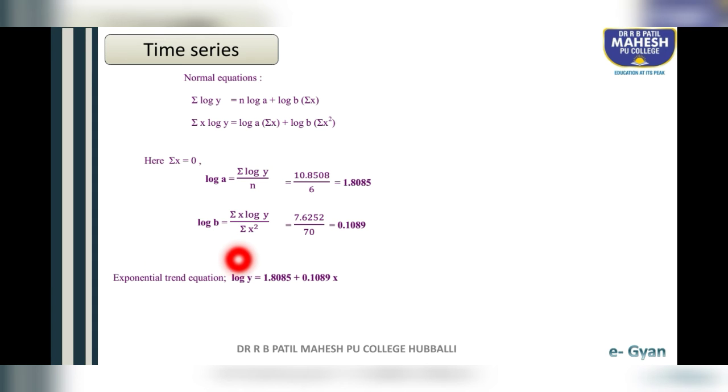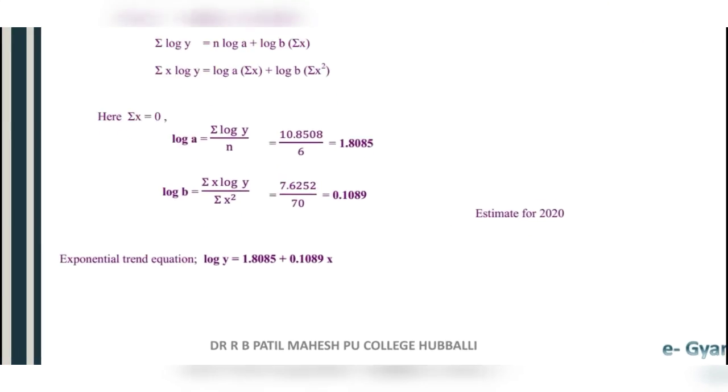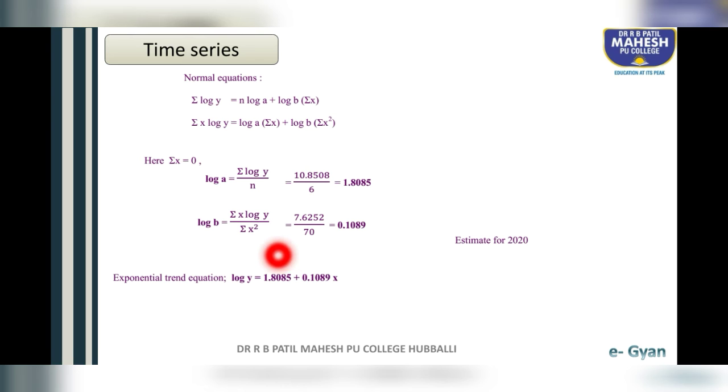So now you write the trend equation of exponential trend. The exponential trend equation is log of y is equal to log a plus log b into x. So log a value is 1.8085 plus log b value is 0.1089 into x. Students, it is very important that after finding log a and log b values, you compulsorily write the trend equation. For this trend equation, you have 1 mark. Suppose if you miss writing the trend equation lastly, you lose 1 mark. So don't miss it, you have to write the exponential trend equation for all the examples.